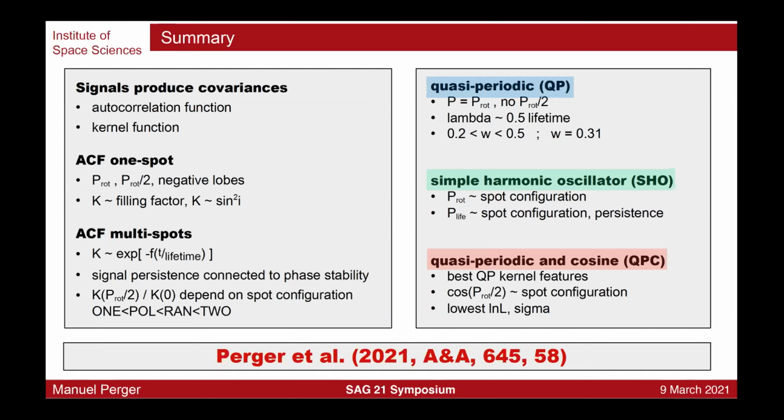And that is why we constructed this quasi-periodic and cosine kernel, which connects the best features of the quasi-periodic kernel and adds a cosine term at half the rotational period, resulting in the best log likelihoods, the best additional jitter, and actually bases these kernels only on physically relevant parameters.